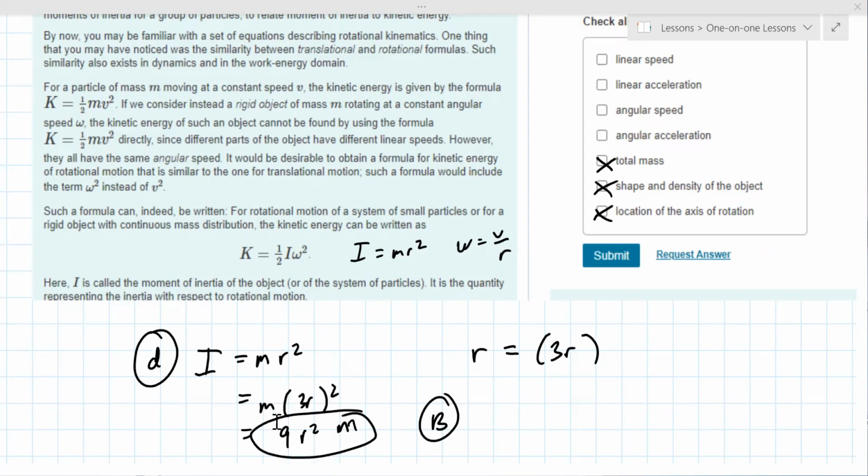Find the moment of inertia of a particle with respect to the y-axis. So that's this m times 3r squared, so it's 9 mr squared. Correct. Part E. Find the total moment of inertia of the system of two particles shown in the diagram with respect to the y-axis.